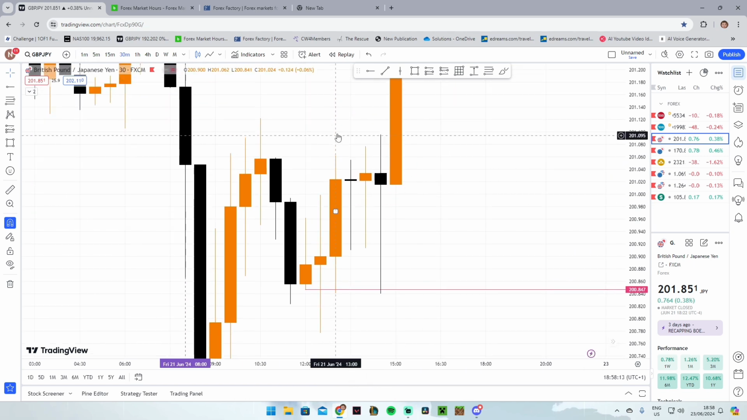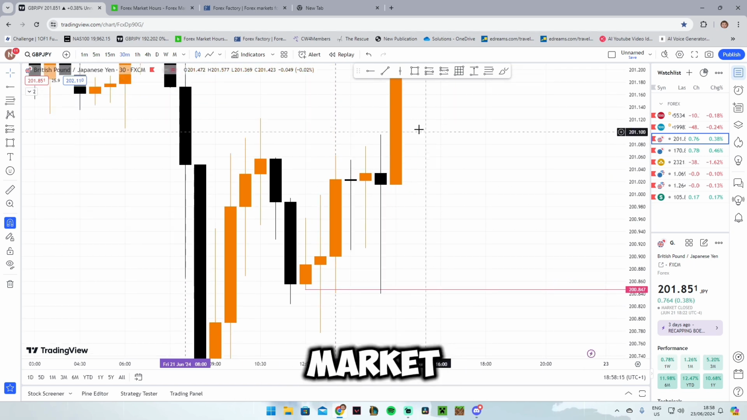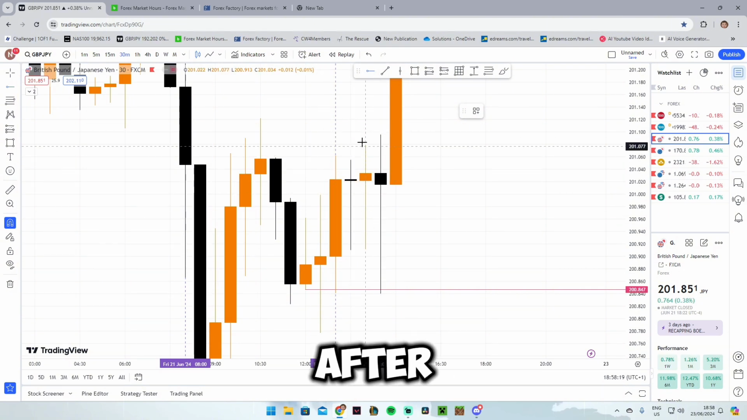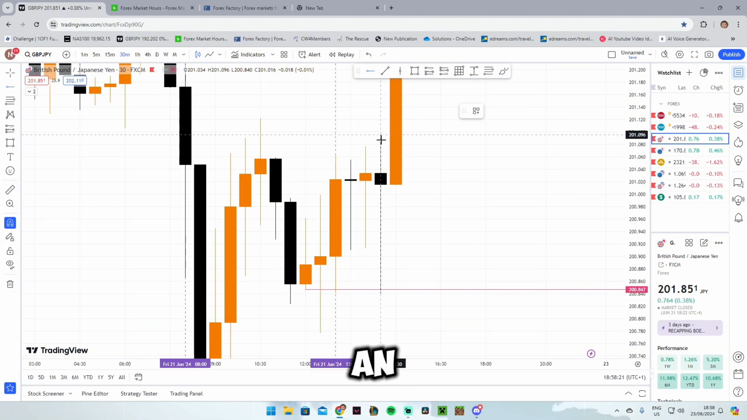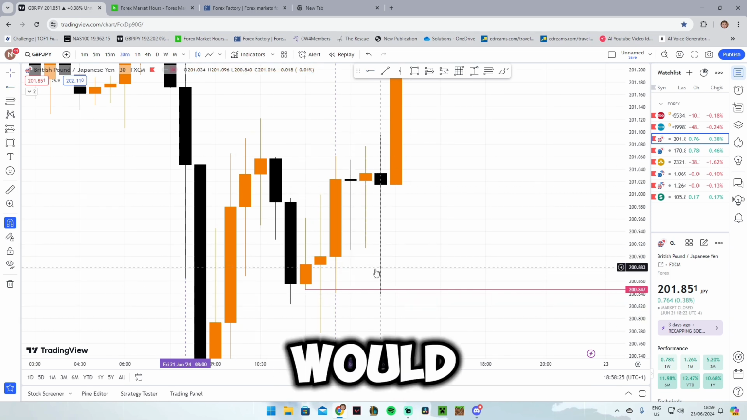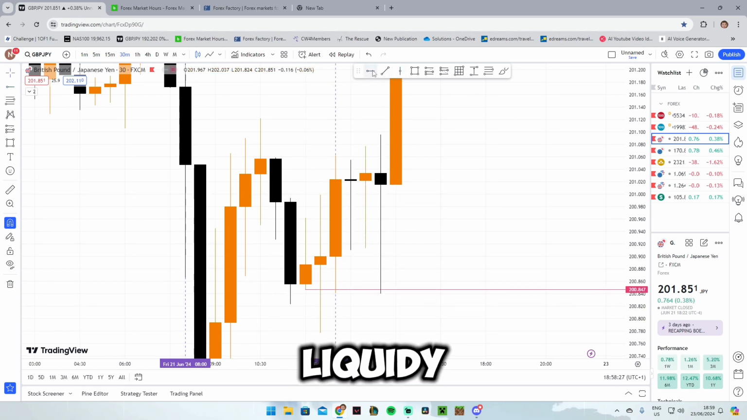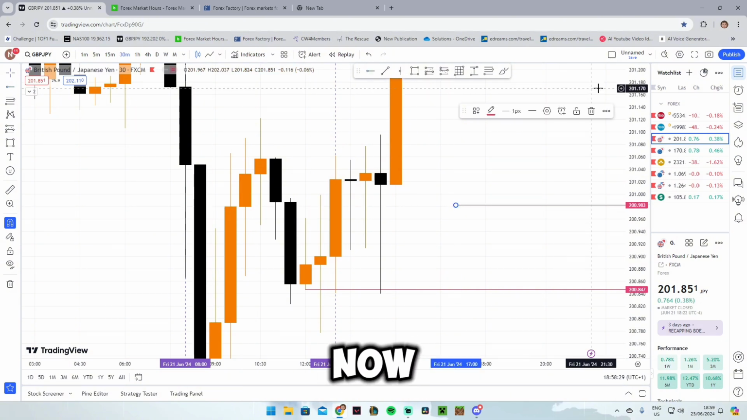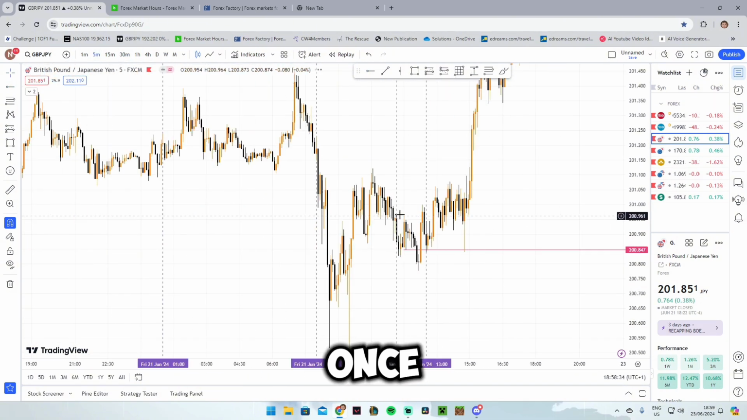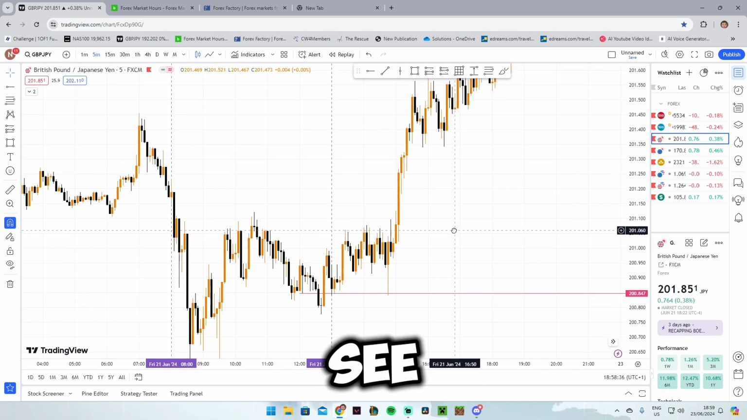We don't need to look for an open market sweep, but as we see, after an hour or two we do see a liquidity sweep. If we didn't have this pre-market one, we would have used this as the liquidity sweep. So what do we do now? Scale down to the 5 minute. Once we're in the 5 minute, what do we want to see happen?